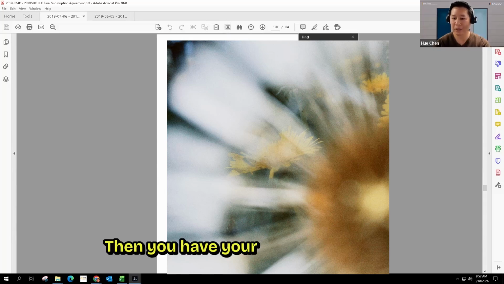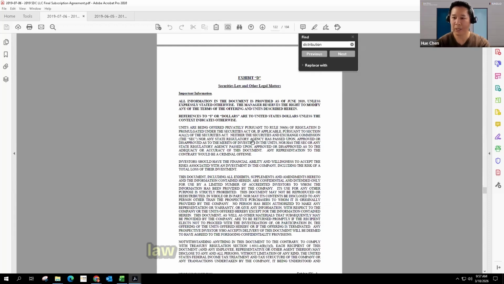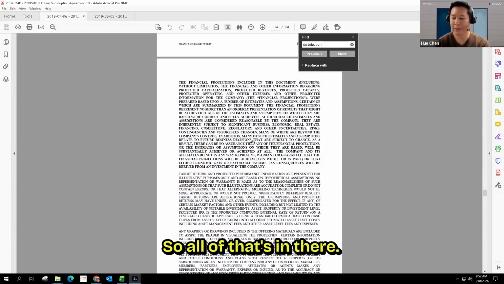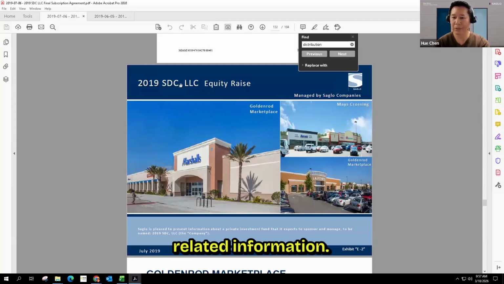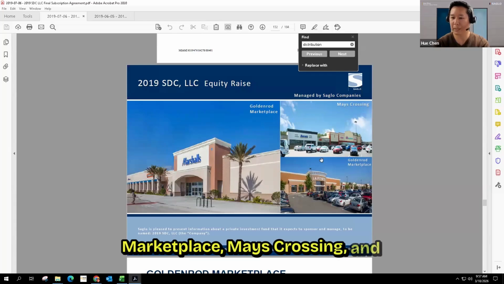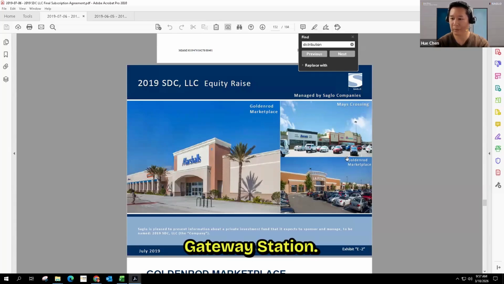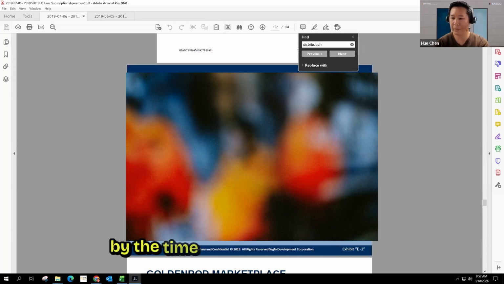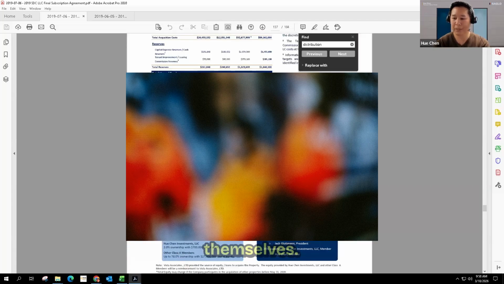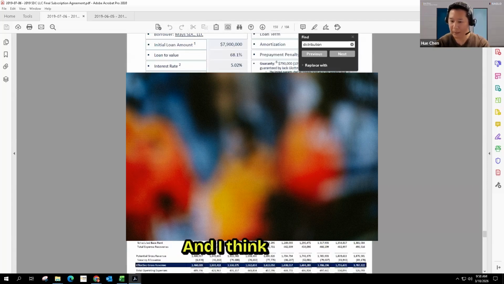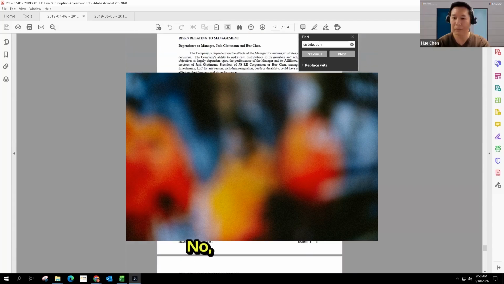Then you have your joinder, securities law, and other legal matters. So all of that's in there. I mean, everything's in here. Property related information. We actually just attach our pitch book to this as the property related information. In this particular case, it is 3 properties: Goldenrod Marketplace, Maze Crossing, and Gateway Station. Although I don't think we had bought Gateway by the time we raised this particular fund, and it just gives you a little bit of data on the properties themselves.